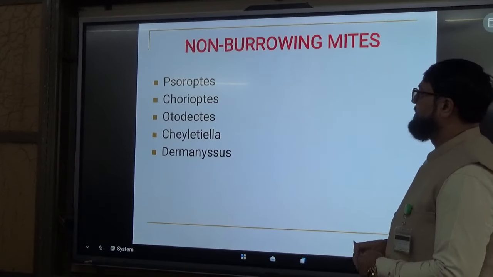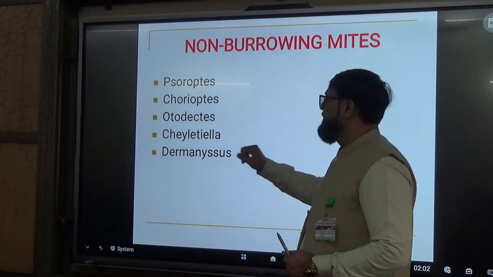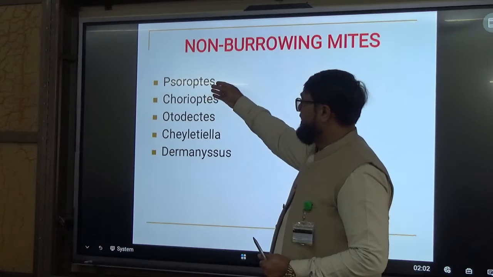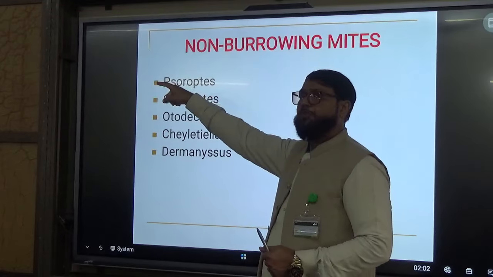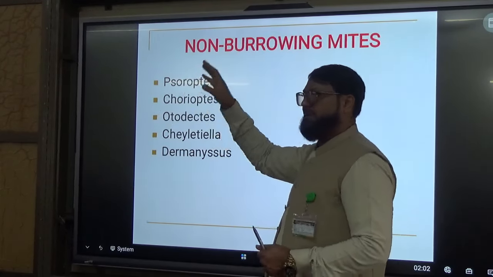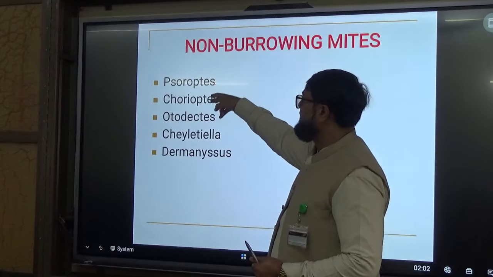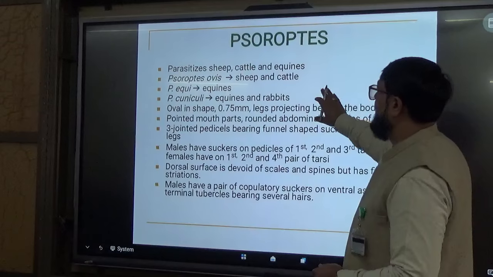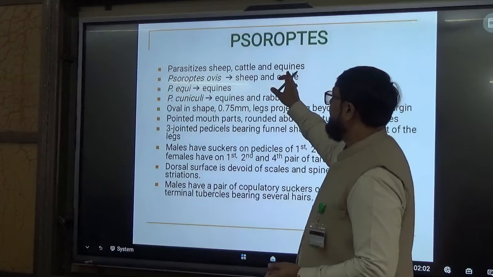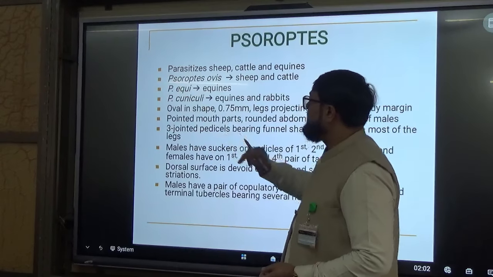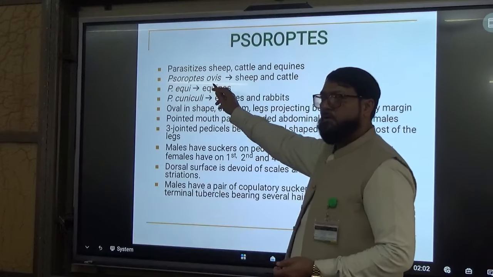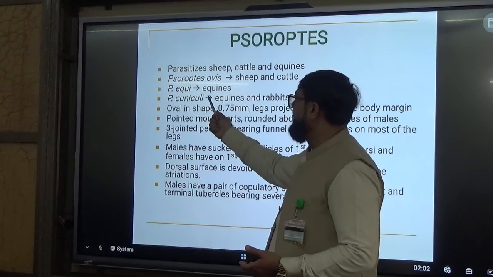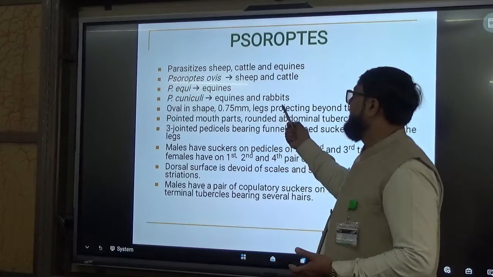Psoroptes, Chorioptes, Otodectes, Cheyletiella, and Dermatophagoides. And the point is that you should be able to differentiate these Psoroptes and Chorioptes from Sarcoptes, because we know that Sarcoptes is burrowing, and these two members are non-burrowing. So let's see what these are. Psoroptes in sheep, as well as cattle and equines. There are different names, like ovis in sheep and cattle. Again, host specificity is not there, but the names have been given after the names of the hosts. Equi in equines, canis in canines, and cuniculi in rabbits.